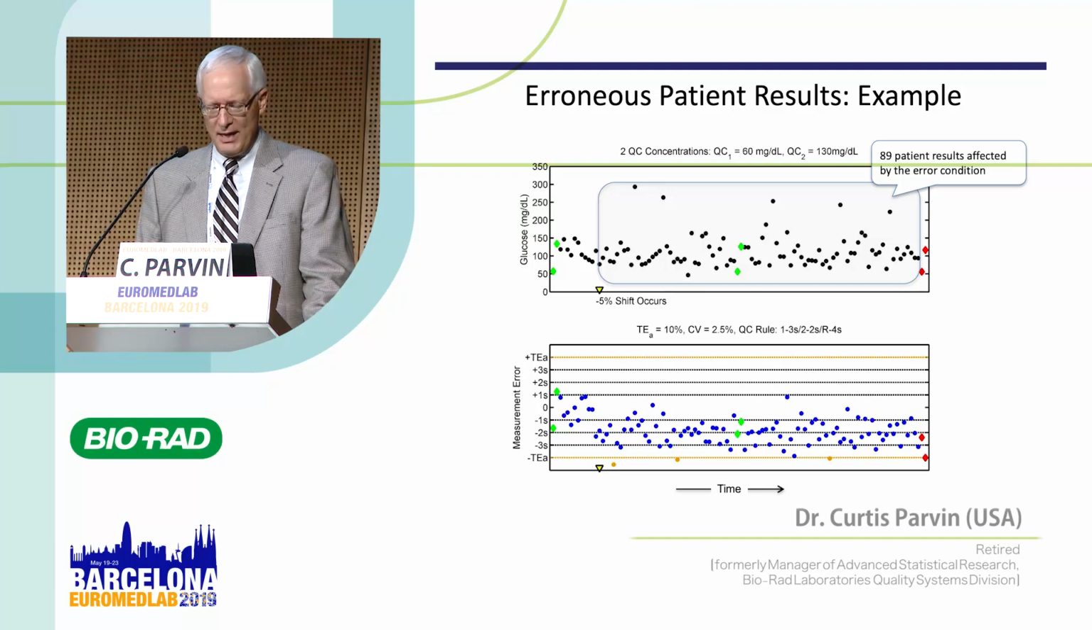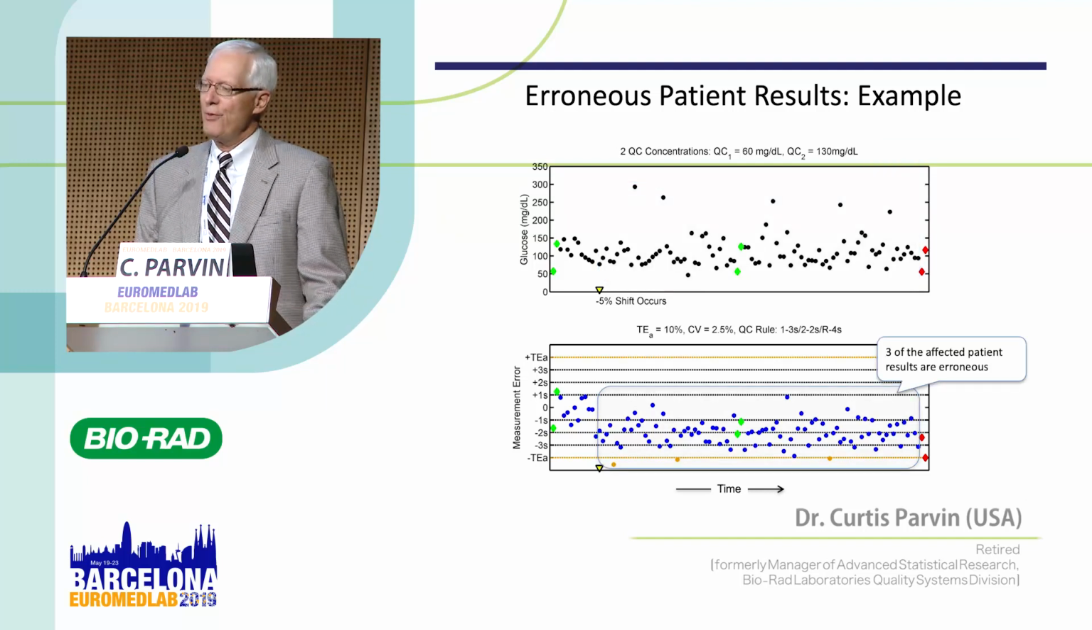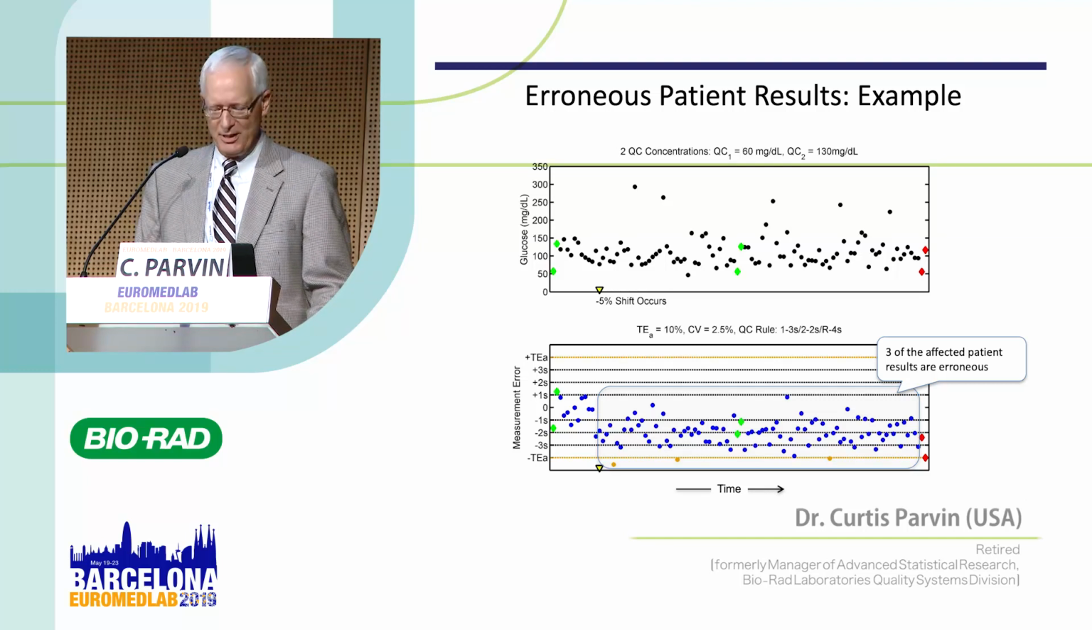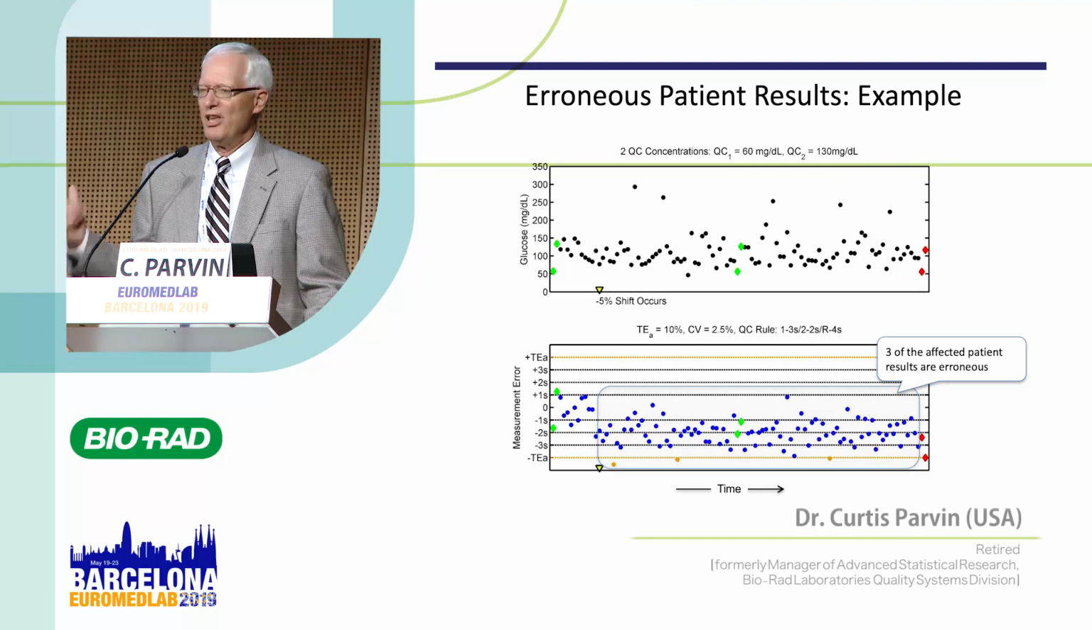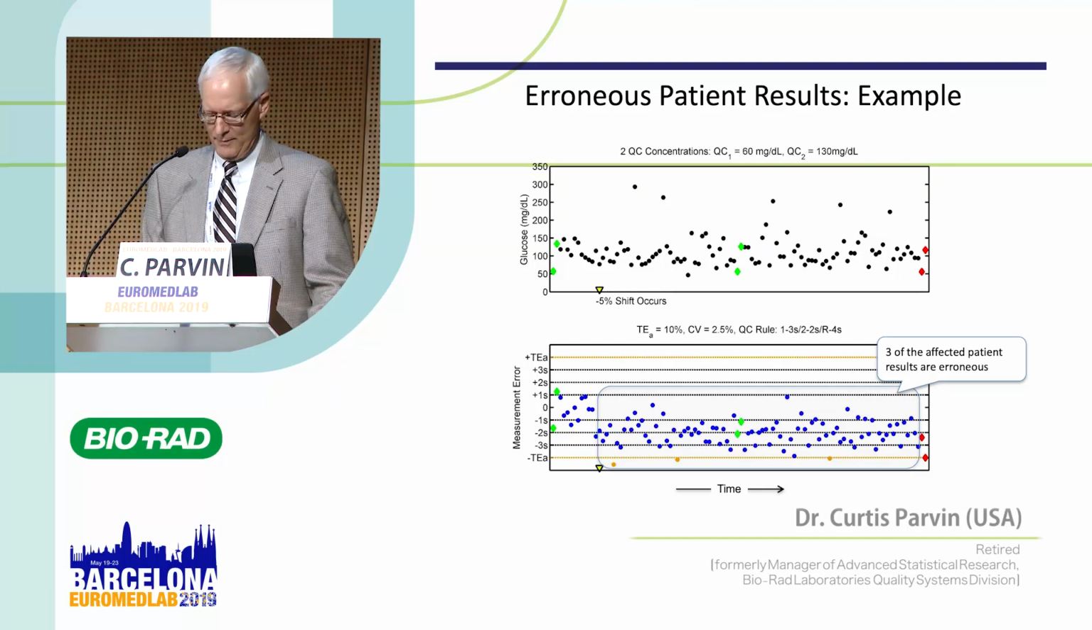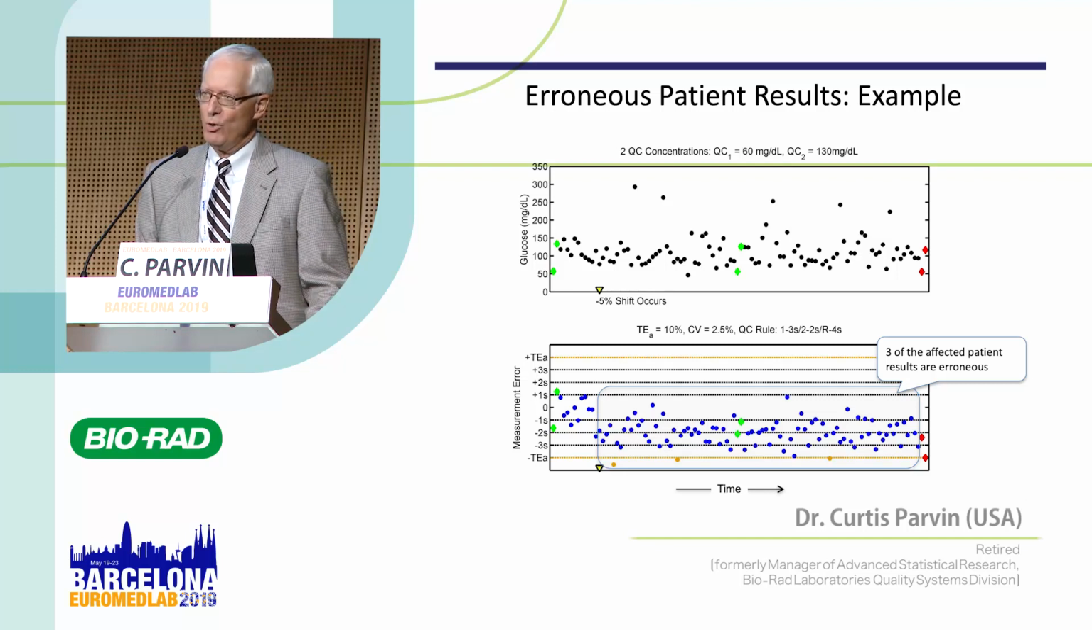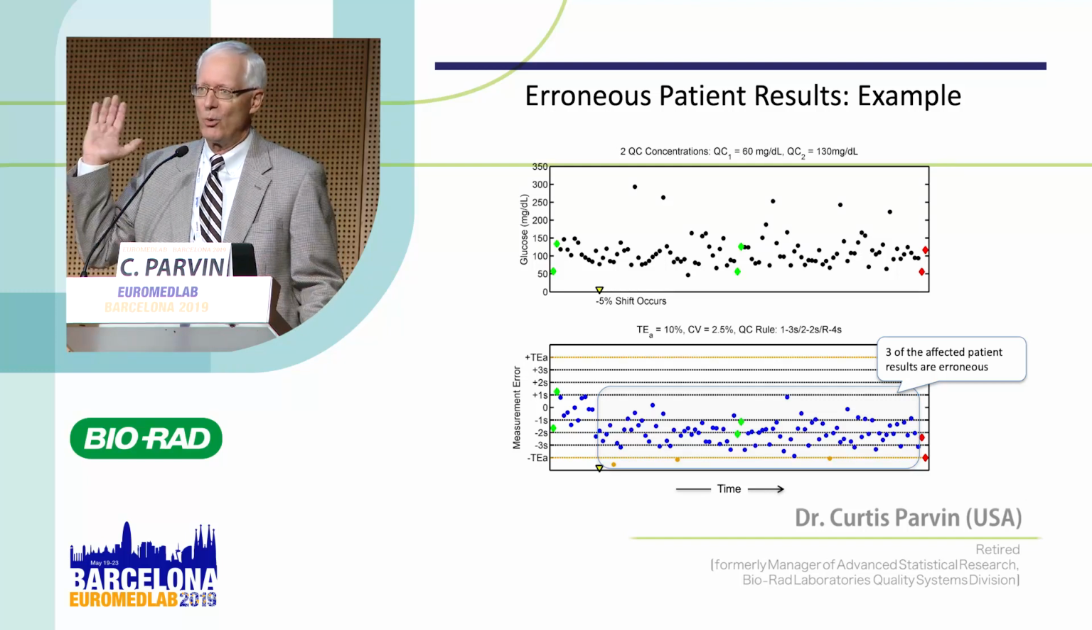But of those 89, only 3 of them contain measurement error that exceeds the quality requirement of plus or minus 10%. They're denoted with yellow dots in this figure. Now again, we don't know how many and which ones it would be because we don't know the measurement errors. All we know are the reported results in the top figure.